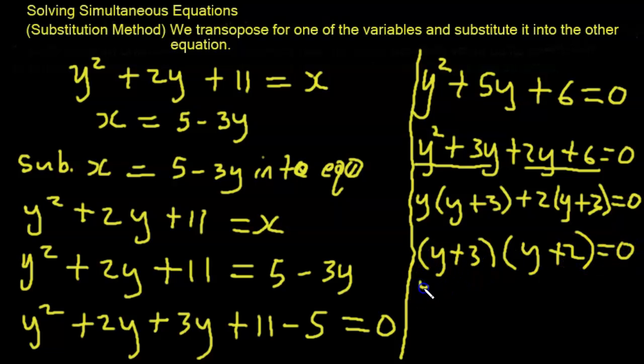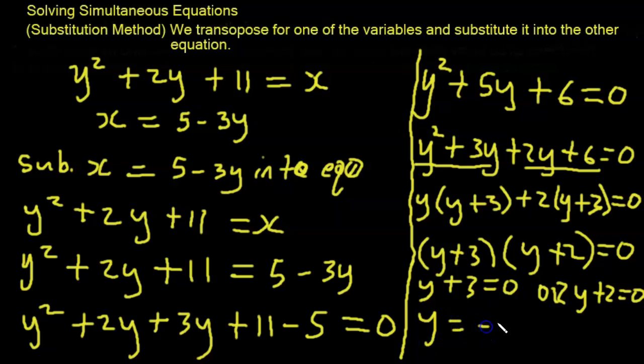So equate that to 0, we have y plus 3 is equal to 0. Or we have y plus 2 is equal to 0. And then from here, y equal to minus 3. And from here, y equal to minus 2. Alright, so we have two y values. So now we need to find the x values.